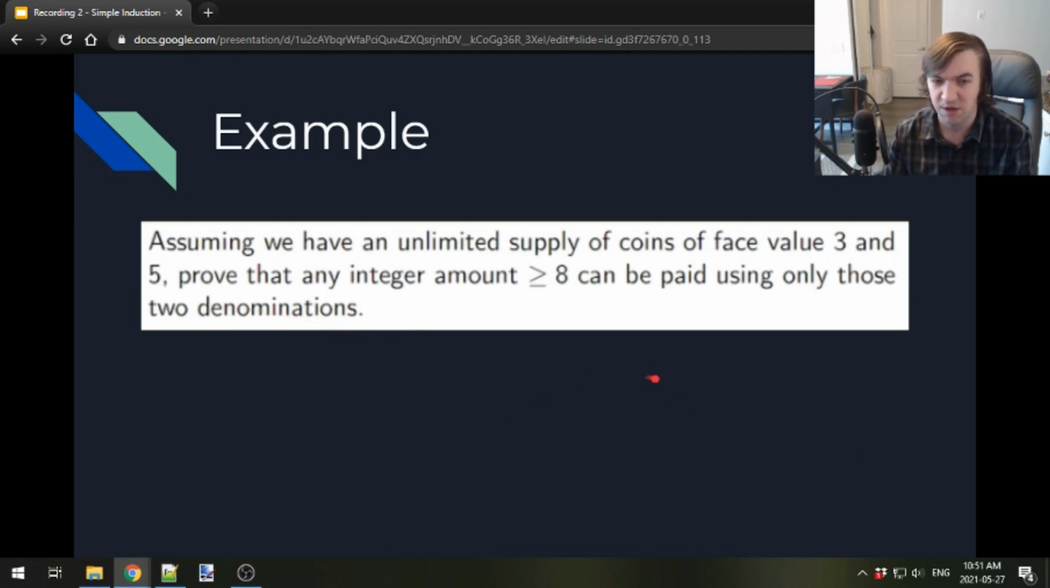Suppose we have an unlimited supply of coins that have values 3 and 5, and we want to prove that any integer amount greater than or equal to 8 can be paid using only those two denominations. You can think of this as basically we only have nickels, and we have these weird coins that are worth 3 cents. And we want to show that no matter what sort of change we need to make, we can make it exactly for any number greater or equal to 8.